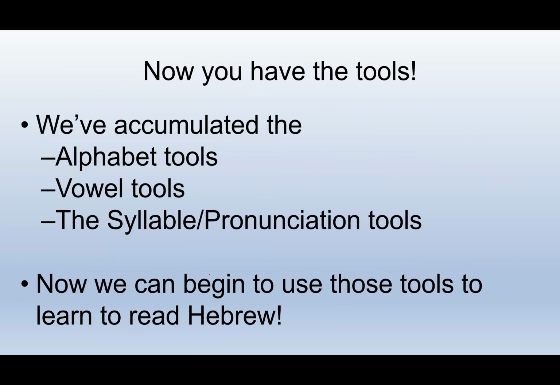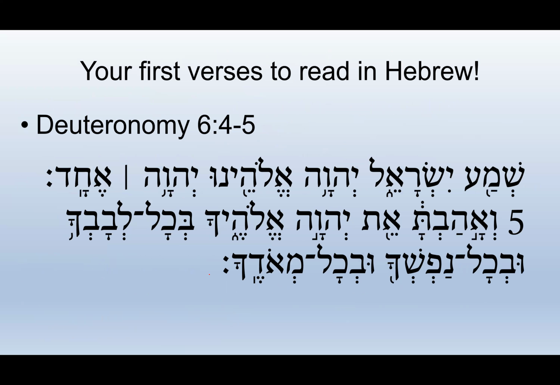So now we've accumulated the tools. We have the alphabet Legos, the vowel Legos, the syllable and pronunciation Legos, and now we're going to be able to use that to build things in Hebrew. It is after time, it's 5 after, so we're going to cut it off.